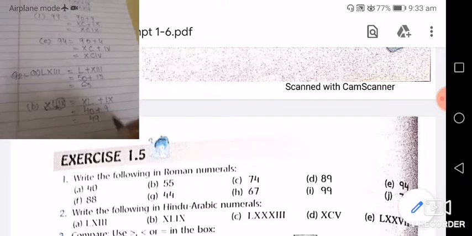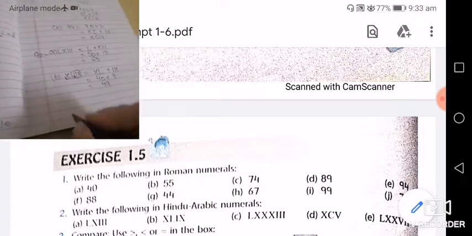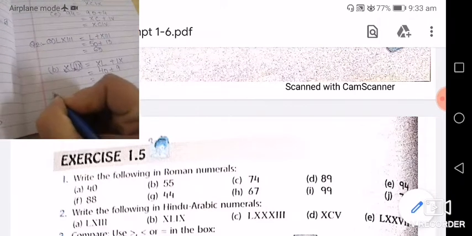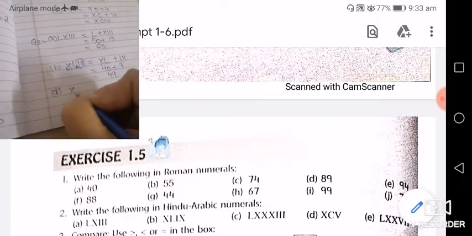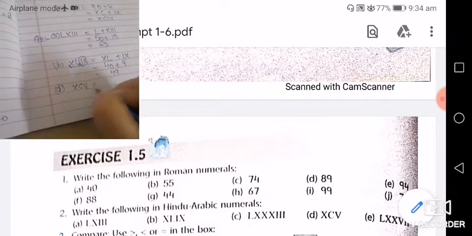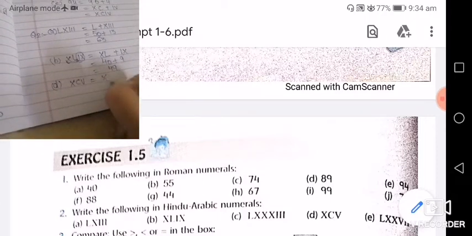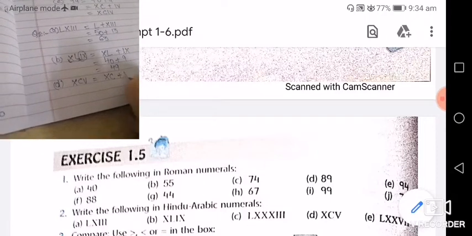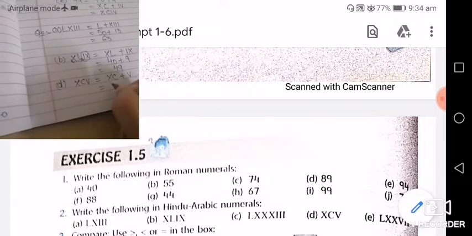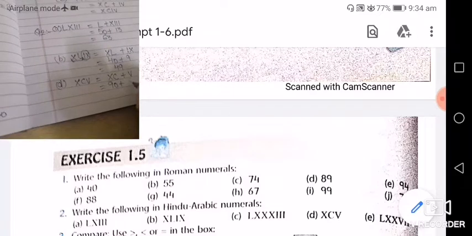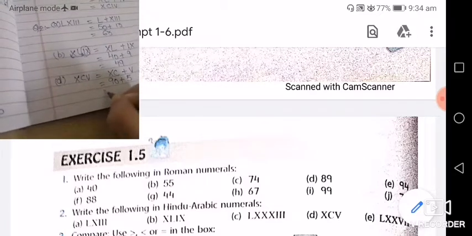Fine. I'll tell you one more part, that is D part. D part is XCV. Now X is smaller than C. So here XC you will write, then V you will write separately. Now 10 will be subtracted from 100, that will become 90, and V will become 5. So the total will become 95.